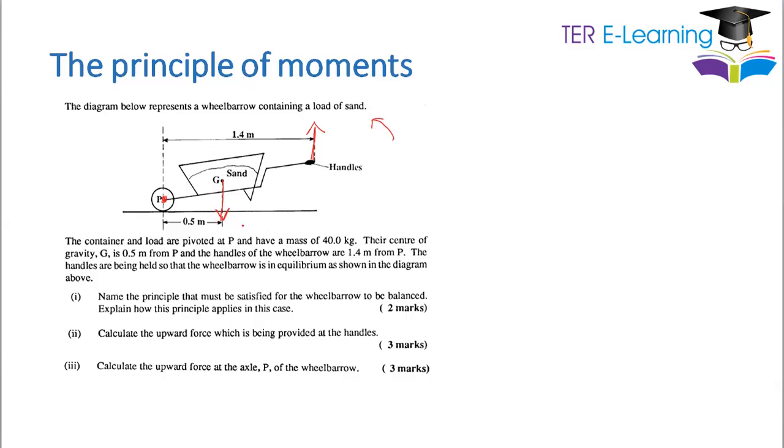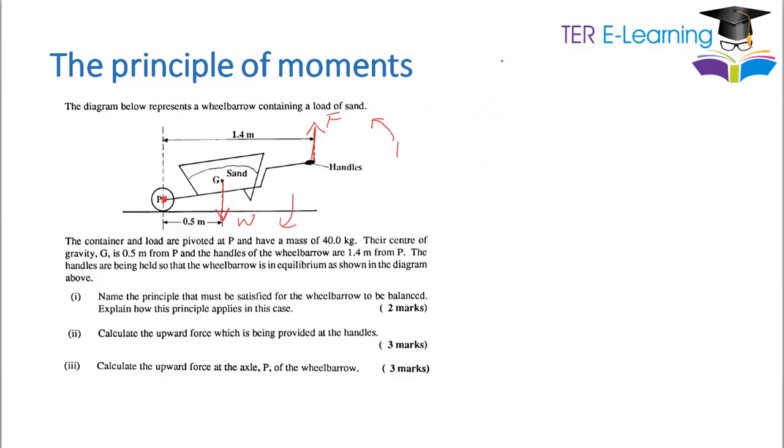So this is my weight of the sand, and this is the force here that I'm going to apply upwards at the handles. So the weight of the sand produces a clockwise moment, and that clockwise moment must equal the anti-clockwise moment, which is the moment produced by the force being applied at the handles. So now they said calculate the upward force which is being provided by the handles.